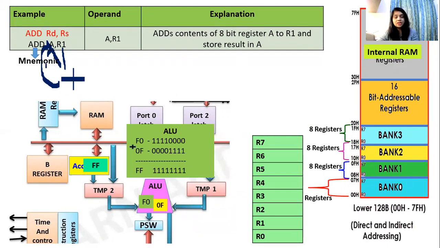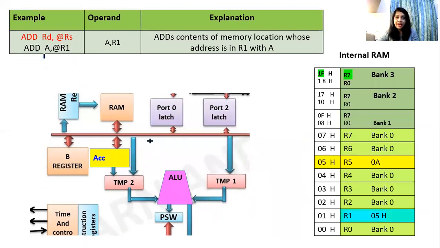Then what does this instruction do? This instruction adds the contents of the memory location whose address is in R1. It adds the contents of the memory location whose address is in R1 with the contents of A, and the result will again go back into register A.